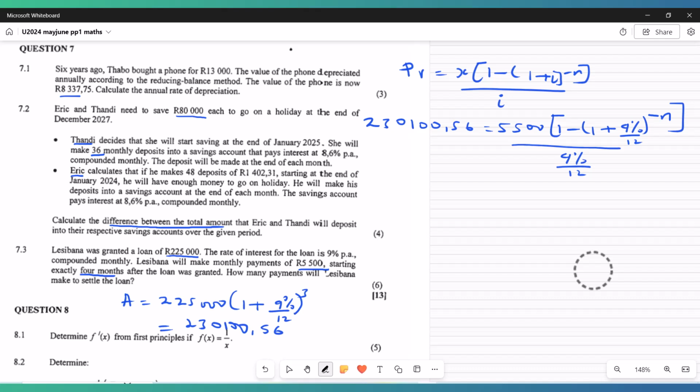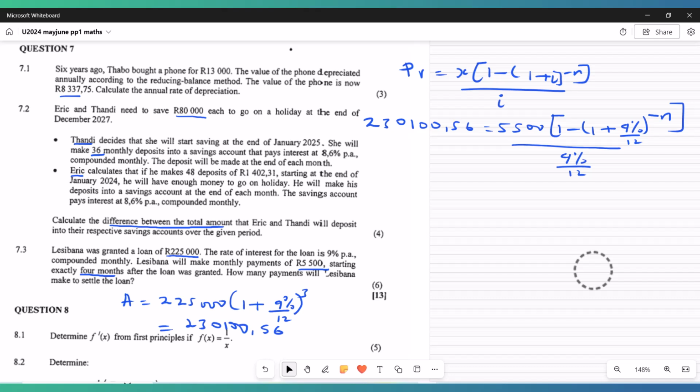Now multiply this one by the denominator, divided by the 5,500. What do we get there? We're going to say this money, that is 230,100.56 times the denominator, which is 9% out of 12, then divided by the installment, 5,500. Here it gives me this much here.